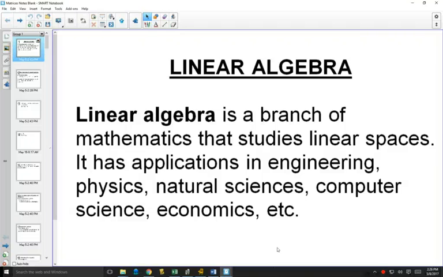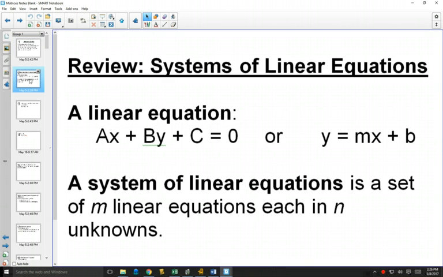Linear algebra. Algebra that has to do with lines. Okay? So there's lots of applications to linear algebra: engineering, physics, a bunch of other stuff, computer science. What we're going to start off with is something you have done before, and that is solving linear equations.